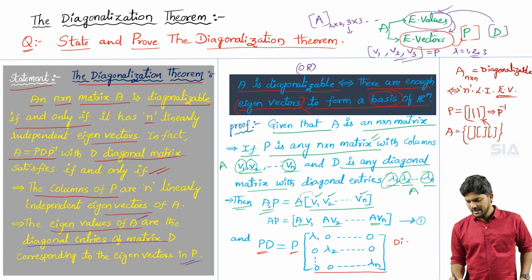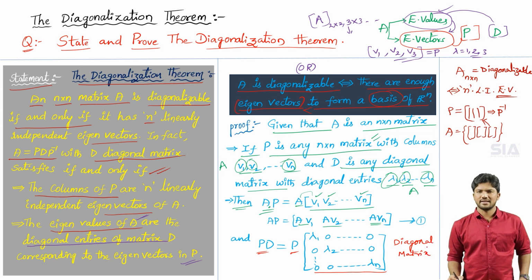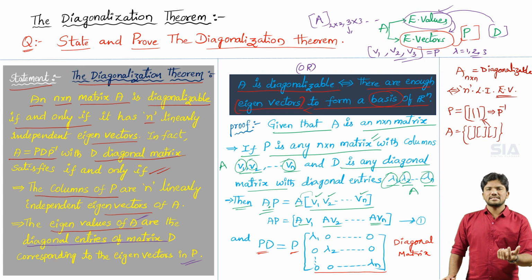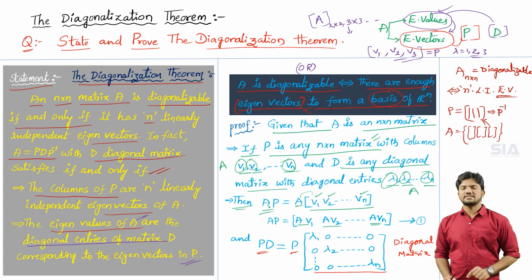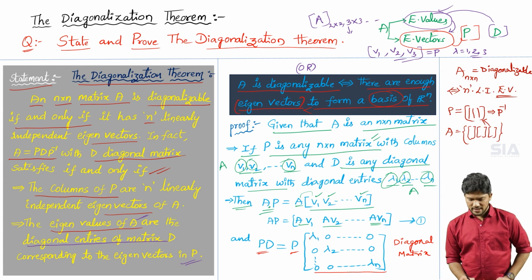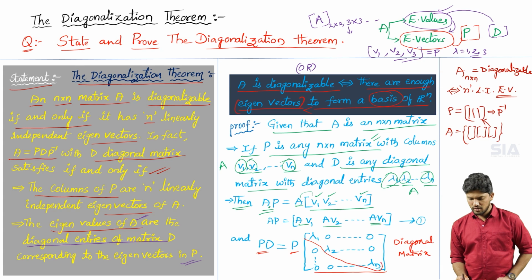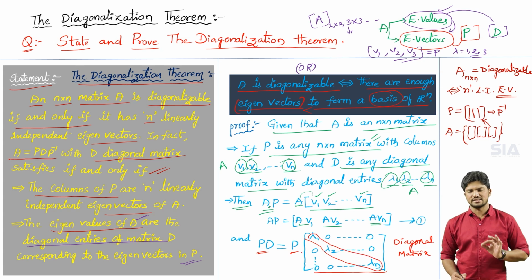Here D is the diagonal matrix, not the diagonalizable matrix. Diagonal matrix and diagonalizable matrix are different.